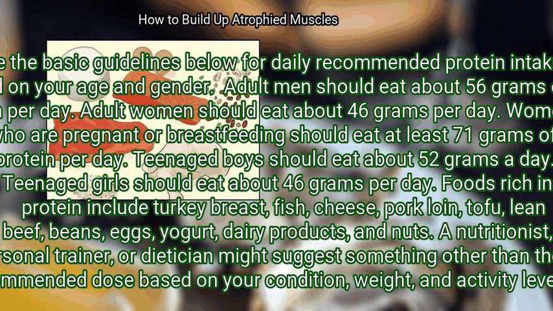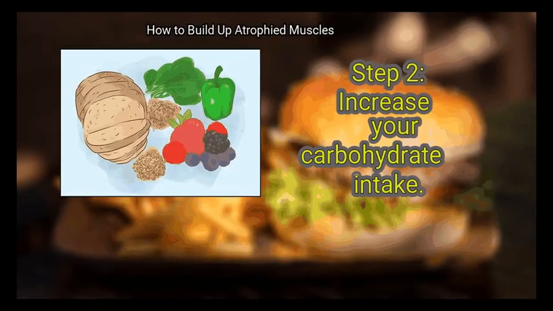Women who are pregnant or breastfeeding should eat at least 71 grams of protein per day. Teenaged boys should eat about 52 grams a day. Teenaged girls should eat about 46 grams per day. Foods rich in protein include turkey breast, fish, cheese, pork loin, tofu, lean beef, beans, eggs, yogurt, dairy products, and nuts. A nutritionist, personal trainer, or dietitian might suggest something other than the recommended dose based on your condition, weight, and activity level.